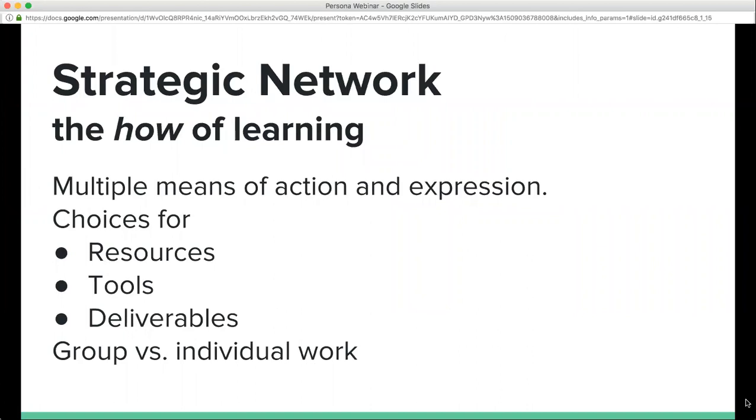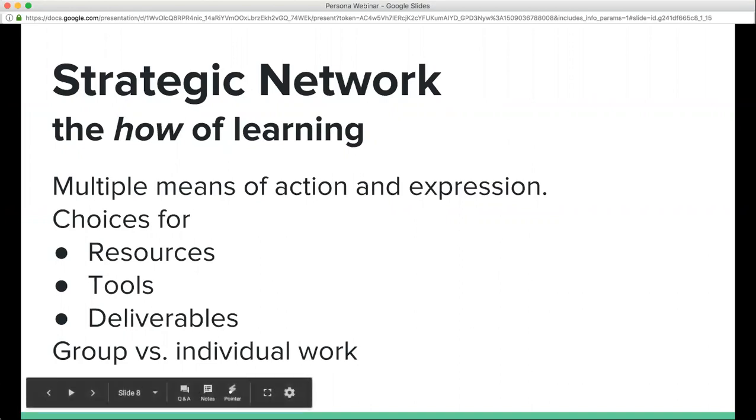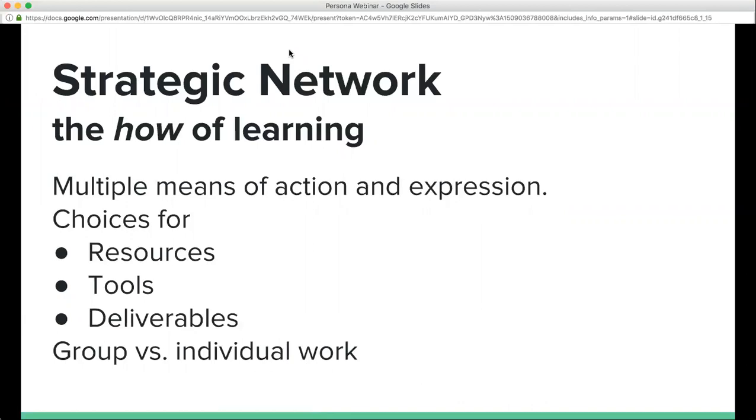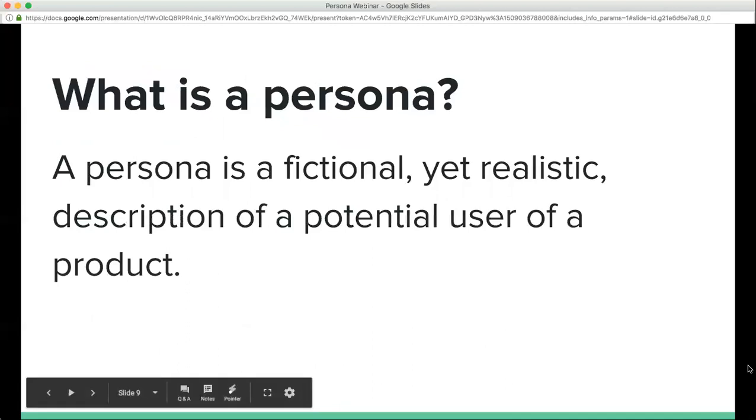And then the strategic network is the how of learning. This is how students respond, how they complete assignments. So this is where you want to allow them to choose their tool if that's possible, and give them options for deliverables. So maybe they can write a paper, or they can make a video, or they can make a poster. And then they have different types of interaction where they're working as individuals and working as groups. So it's not an either or, it's kind of a both and. Some things are going to be easier and harder for all students.